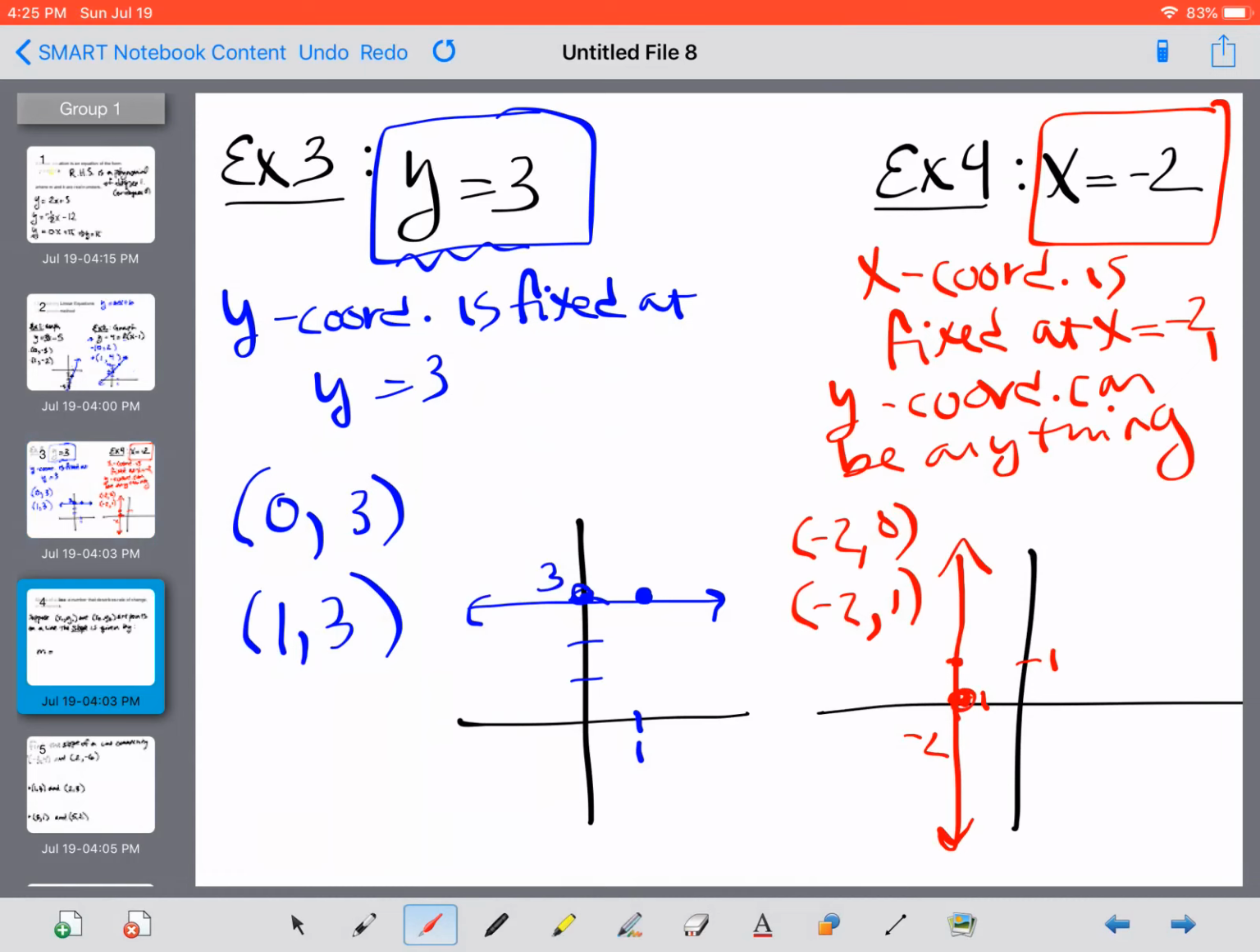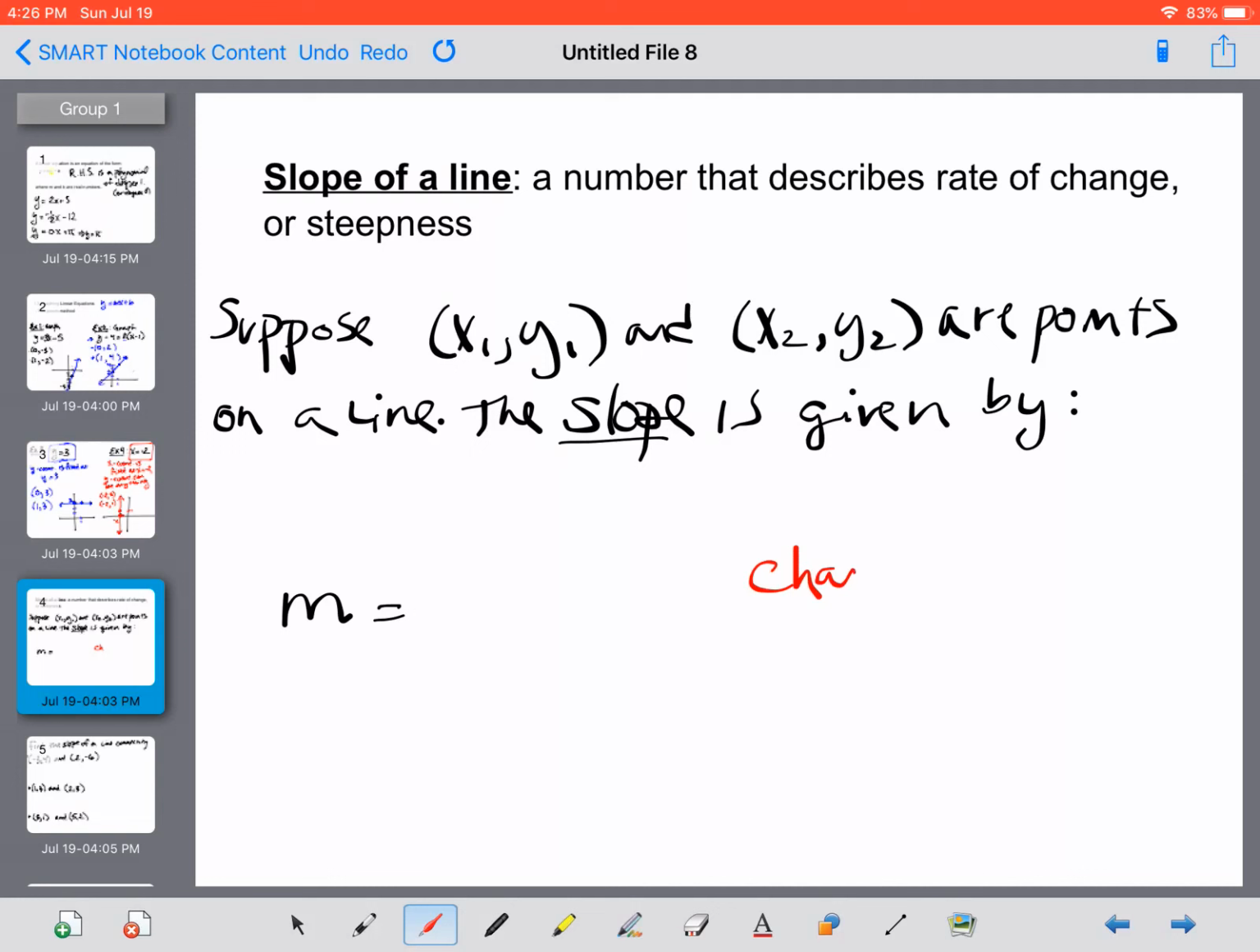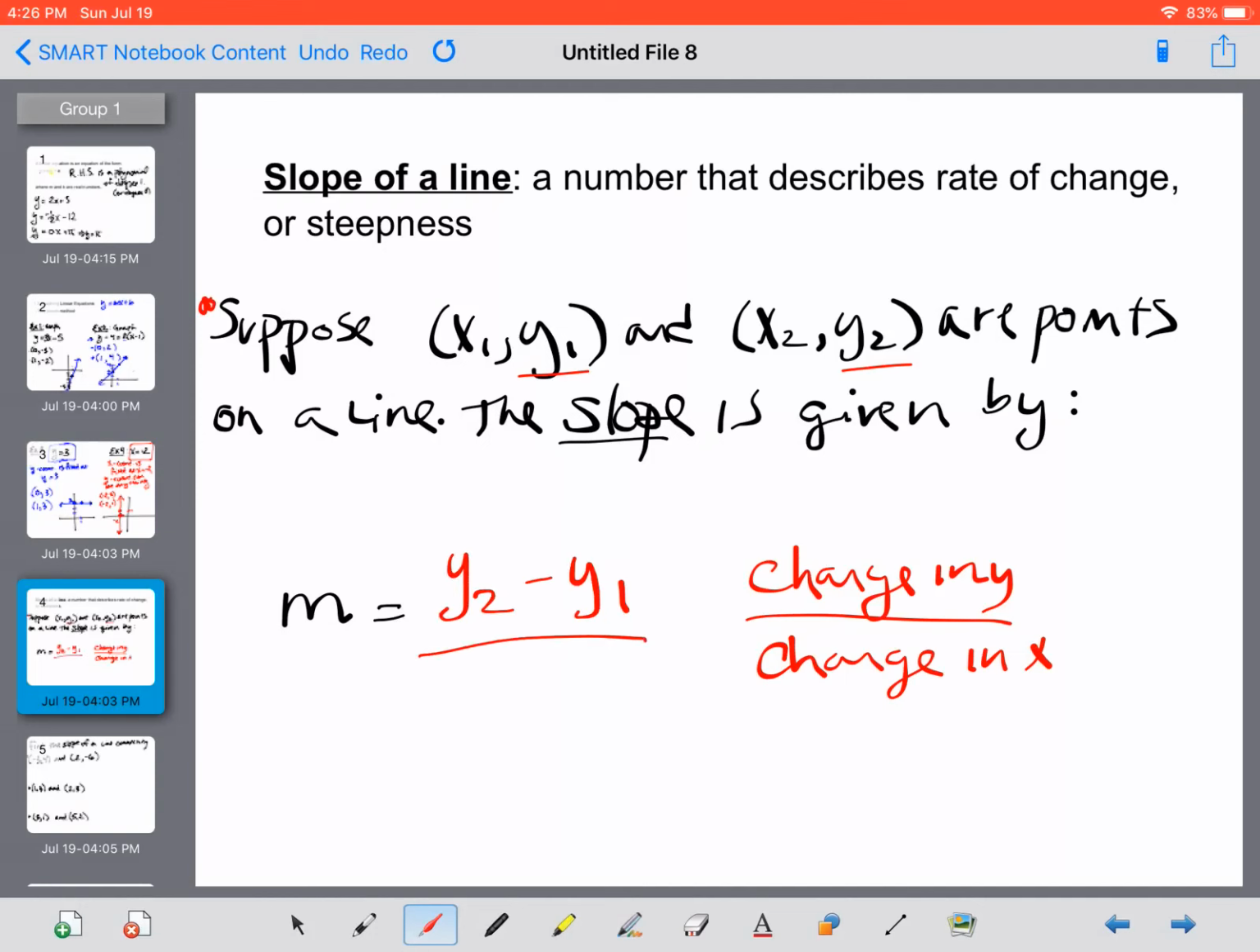So the way that we find the slope of the line is to find the rate of change, the change in y divided by the change in x. And so if your equation has a graph and it has points (x1, y1) and (x2, y2) as points on that line, then the slope is going to be the change in the y values. So that would be y2 minus y1 divided by the change in x values. It's x2 minus x1.